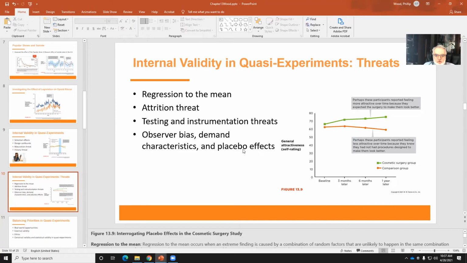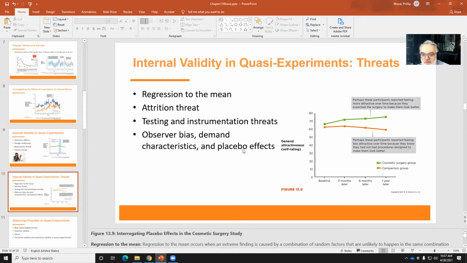When you do a quasi-experiment, you have the same problems as you had in doing a regular experiment. Regression to the mean could be an issue. That, in the case of the cosmetic surgery effect, maybe those people who thought they were more attractive over time because they expected the surgery to make them look better, and other participants who reported feeling less attractive because they knew they didn't have the procedure, generally speaking, are lower. So the reason that it's lower is, maybe at baseline, one of the groups was extreme relative to its population.